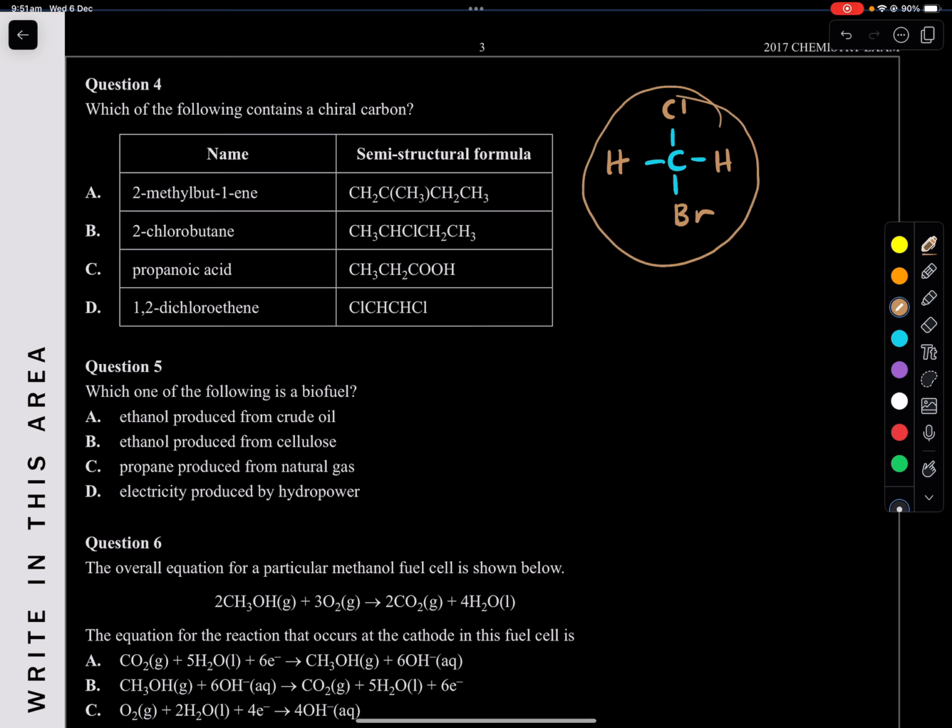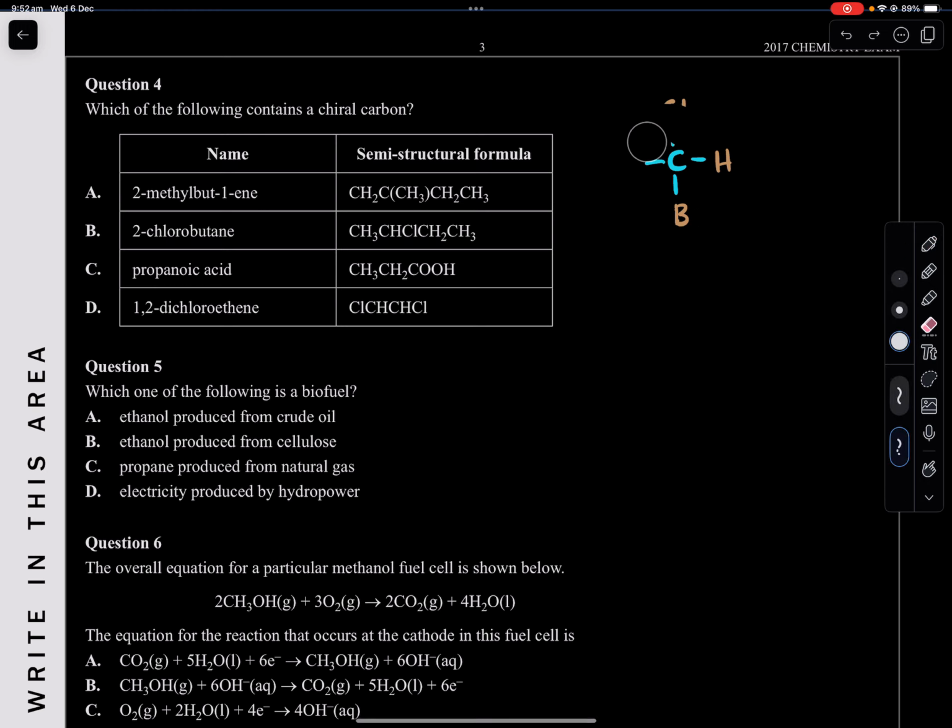Now, this over here is not chiral because there's two of one thing in it. There's two hydrogens. Each of the sides is supposed to have its own specific, different atom, and it also needs to have single bonds, always. Chiral has to have single bonds. So let's look at the first one.